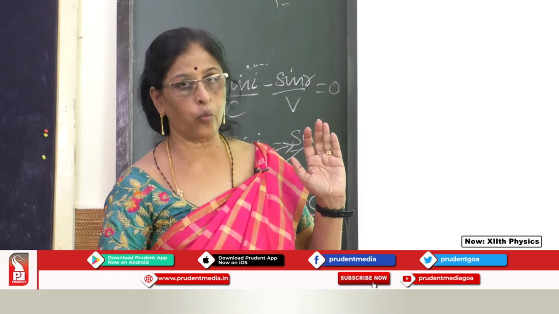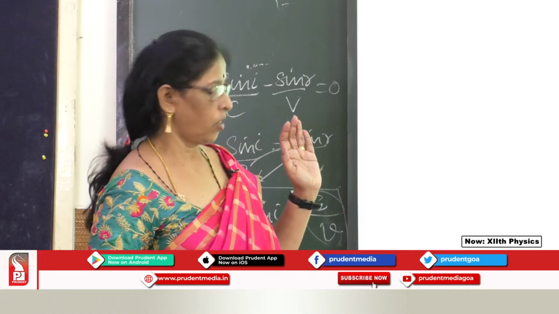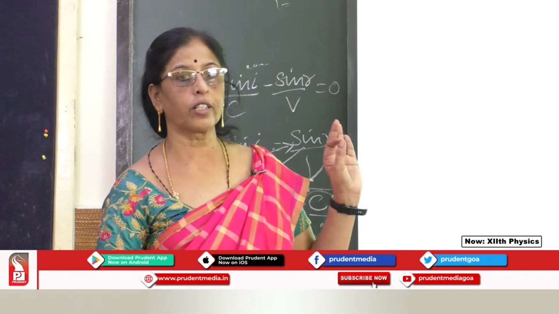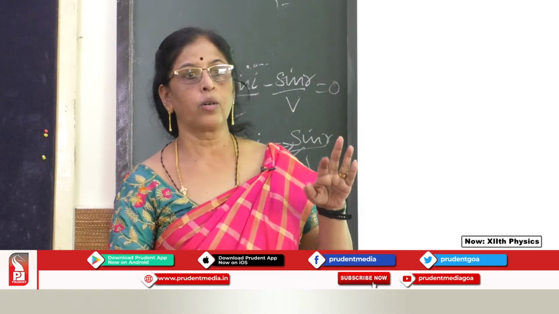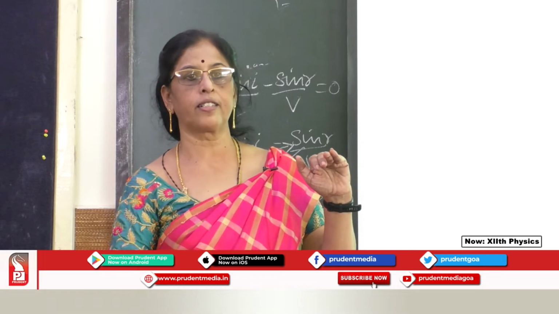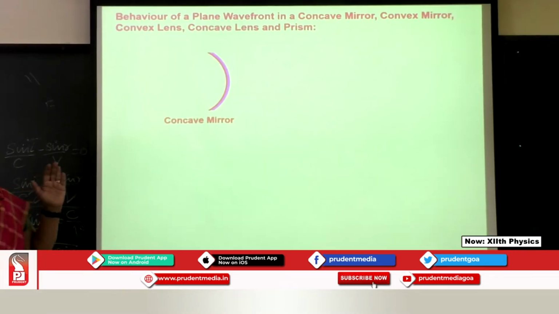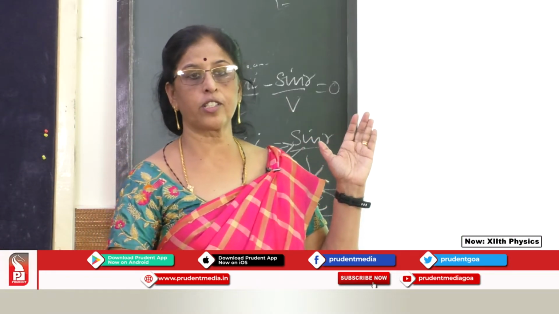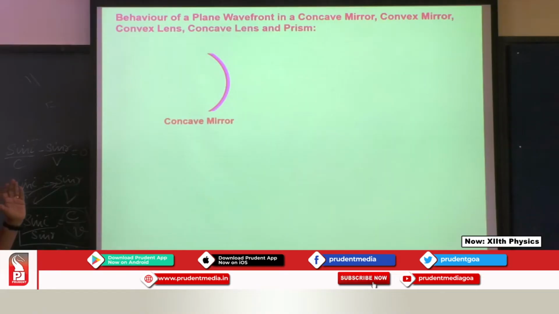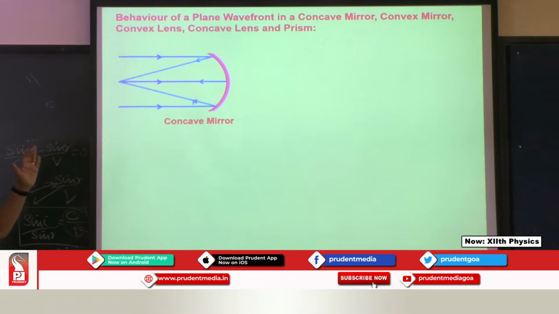When a plane wavefront is incident on it, I have chosen a concave mirror. A concave mirror is the one that is curved. The curved inside part is the reflecting side, and the other side has the opaque surface. The transparent surface is on the curved inside. When you consider the plane wavefront incident, after reflection they all converge to a point.